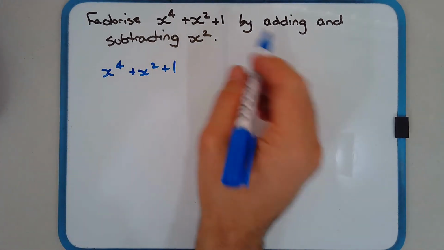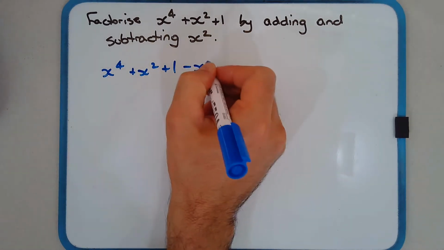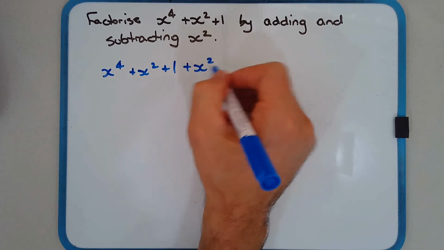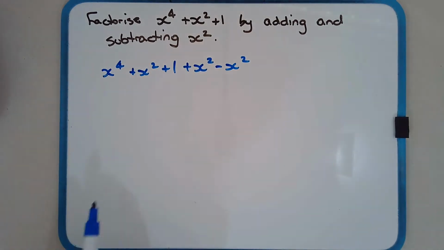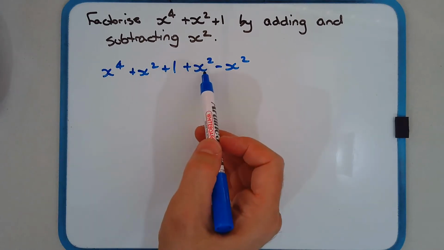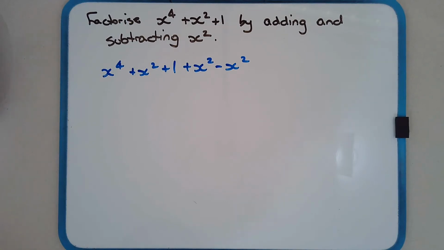And it says here to add and then subtract x squared. So we're not really doing anything. I mean, you're adding something and then taking it away somewhere else. Okay, so we have x to the 4 plus x squared plus 1. Then we're going to add x squared, but then we're going to subtract it again. So we haven't changed the value of the expression at all. However, when it comes to factorizing, it can have some desirable effects. And hopefully we can then factorize this expression.